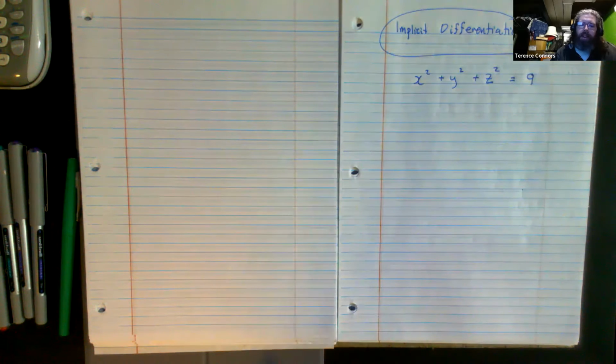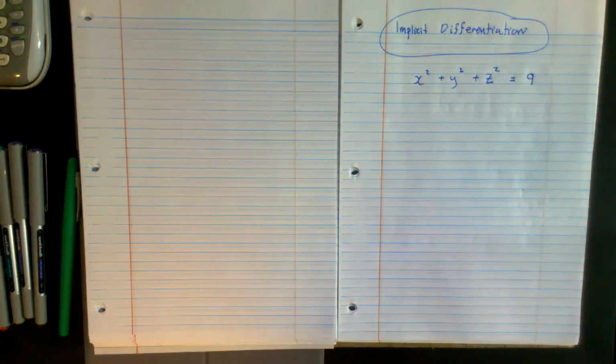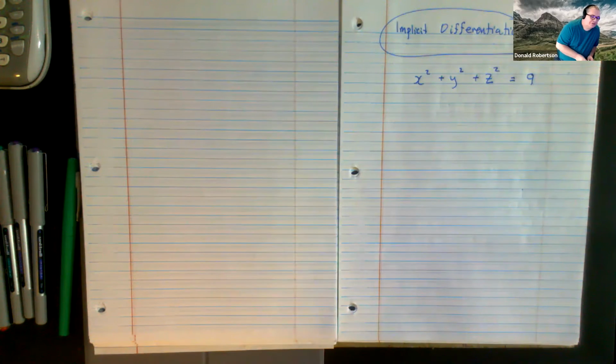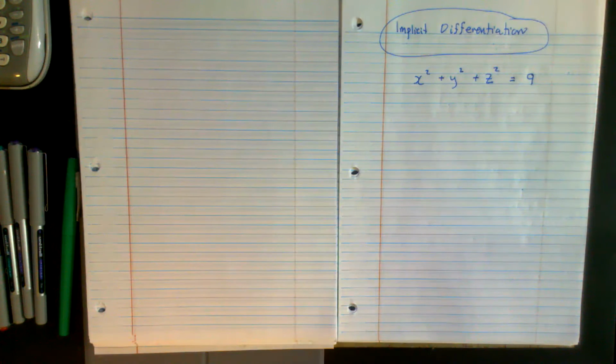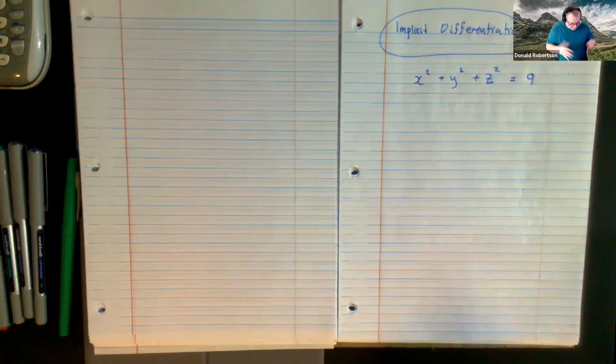Would it be a sphere? Yes. With a radius of 9? Oh, no. I mean with a radius of 3? Yes. So it would be basically a sphere in 3D space.